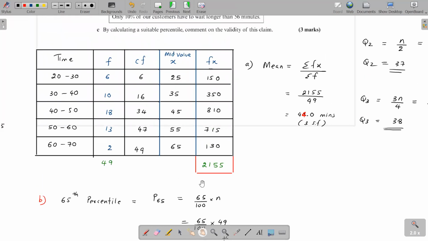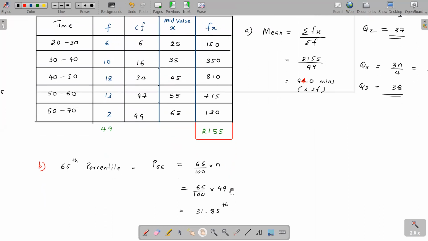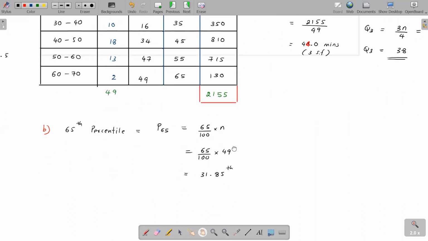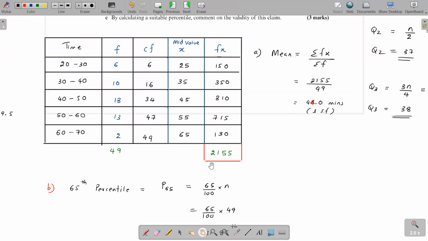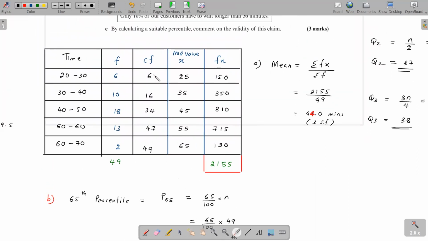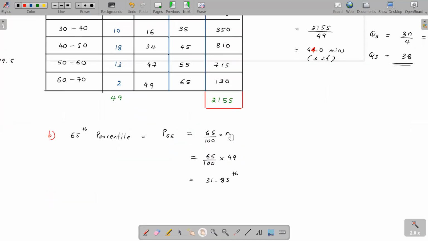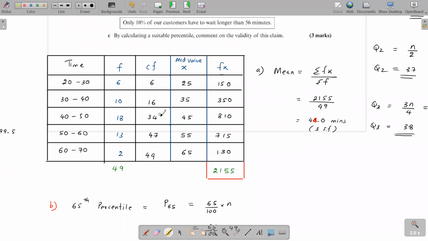So how do I get the position? We get the position by using the cumulative frequency. The cumulative frequency is useful to identify the group in which this particular person lies. So 31.85 data point. It's not under 16, but it's under 34. That's the first cumulative frequency you get which is passing 31.85. Therefore, your 65th percentile is between 40 and 50.